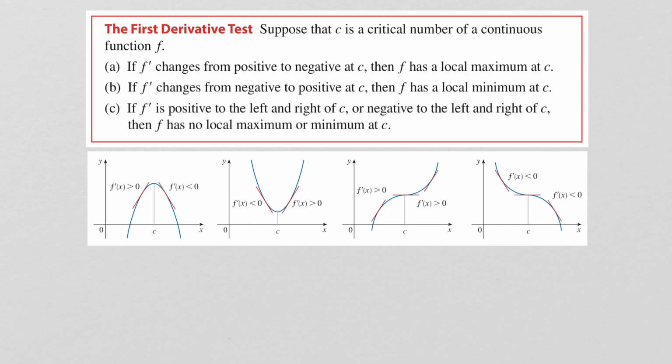And here we have some diagrams to help us understand this. So here we have a function where you can see it is increasing, so the derivative is positive, and then it's decreasing, so the derivative becomes negative. So if first the derivative is positive and then it changes to negative, you must have a local maximum at that point. If it's decreasing and then increasing, then you'll have a local minimum at that point.